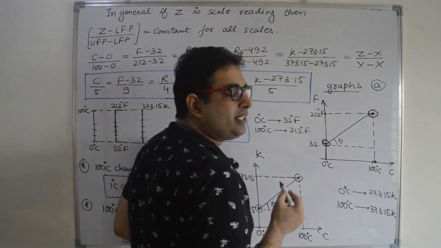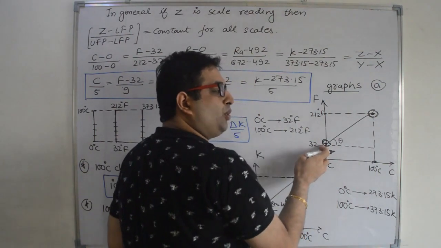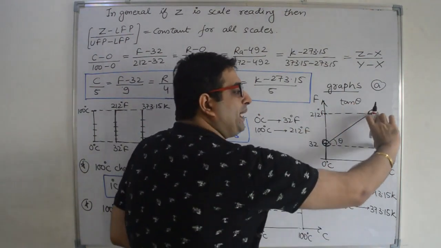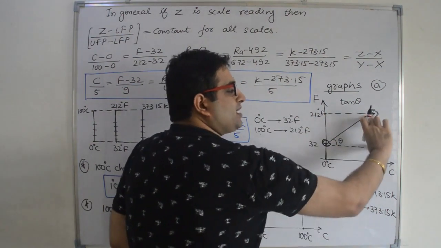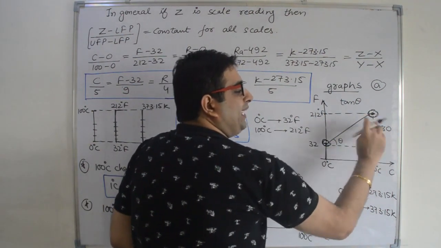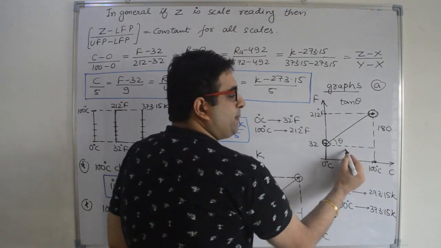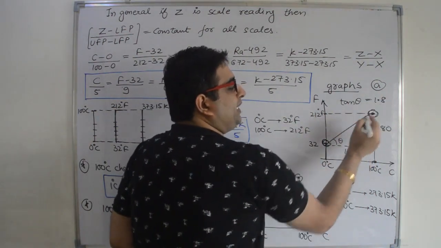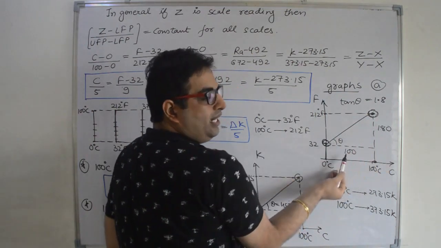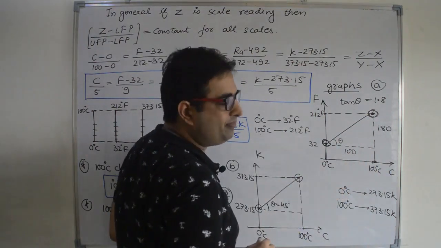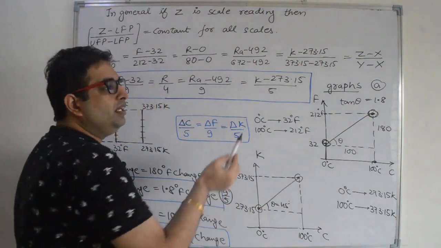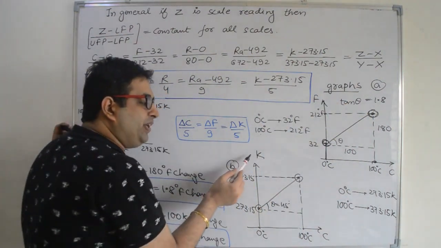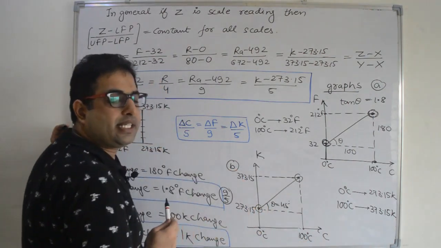You can calculate the slope also. What is slope? Slope is tan theta. Tan theta is perpendicular upon base. This gap is 180 and this gap is 100. So tan theta is 1.8, or you can say 180 divided by 100, right? So slope is 1.8. Second graph is graph between Kelvin scale and degree Celsius scale.